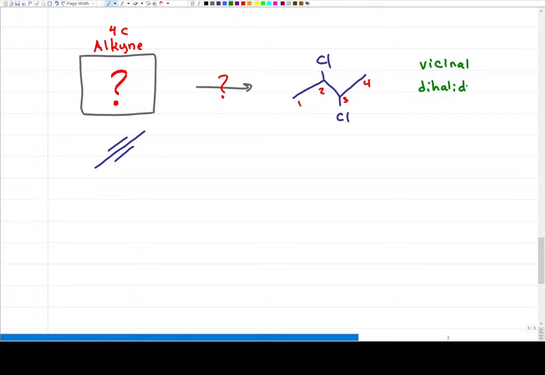Dihalide, 2 halogens, as opposed to a geminal dihalide, which is where I have 2 on the same carbon. A gem, you want to hold them both at the same time in the same hand. Vicinal is in the vicinity, in the neighborhood.